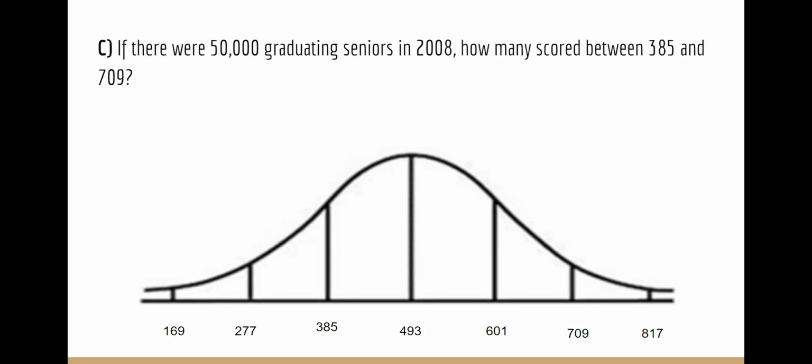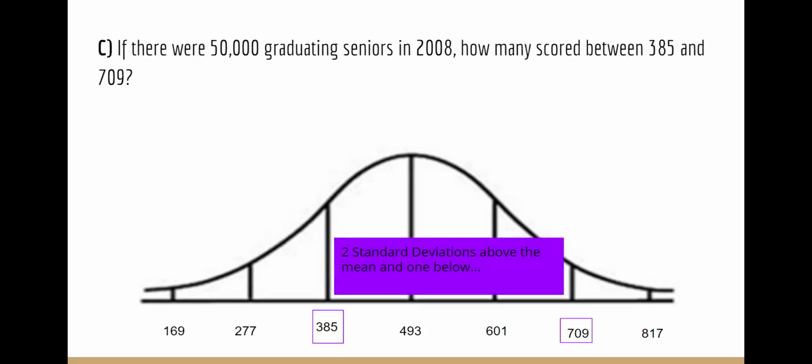If there were 50,000 graduating seniors in 2008, how many scored between 385 and 709? So this is kind of a 2-step question. First, we have to find the percentage of students who scored between 385 and 709. So we identify 385 and 709 on our bell-shaped curve. That happens to be 2 standard deviations above and 1 below the mean. So if we add up all of the percentages underneath our bell-shaped curve, that's about 81.5% of the population.